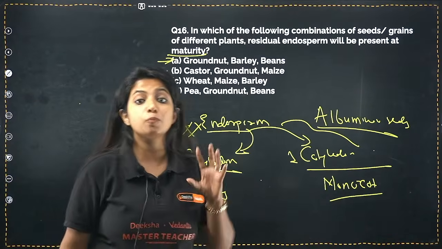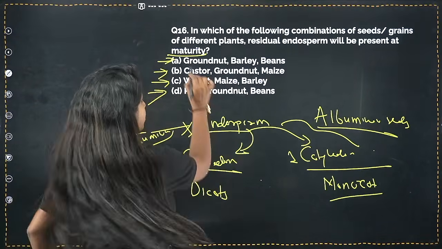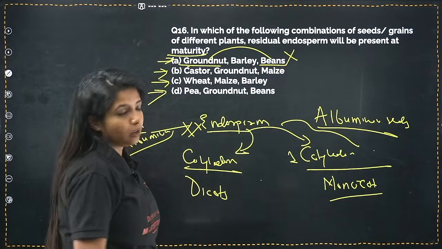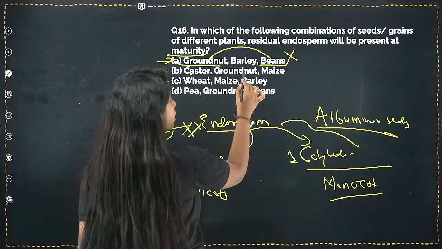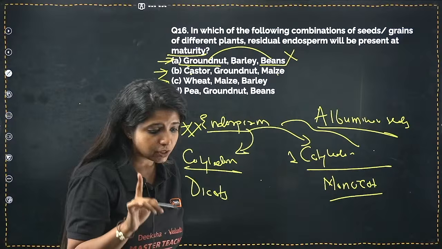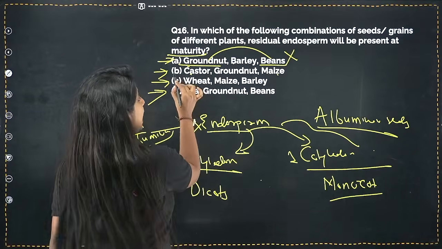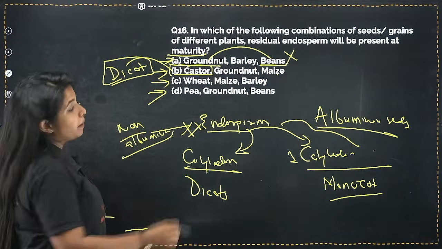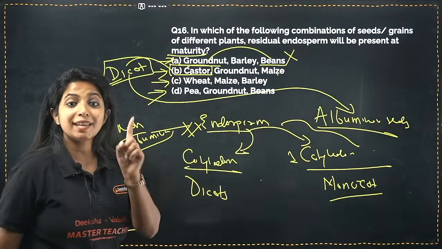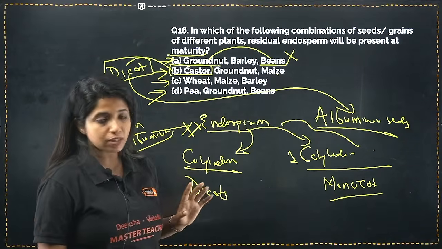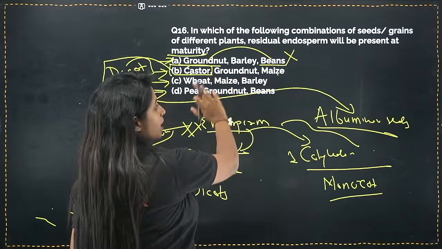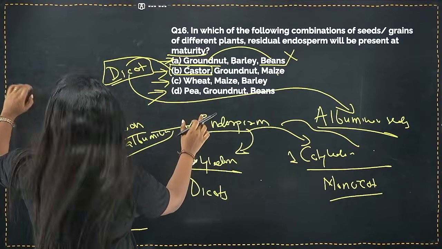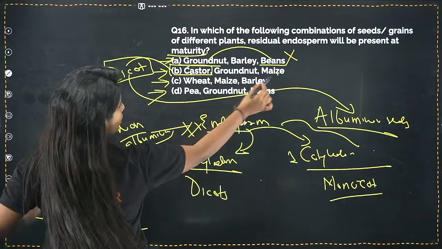The easy way is to spot the monocots. So groundnut, barley and beans. Here groundnut and beans are dicots. They cannot have residual endosperm. Barley is a monocot. Now castor, groundnut and maize. Here there's a catch. Listen to me very carefully. This is a very important thing. Castor is a dicot, but it comes under the albuminous category. It's an exception. Groundnut is a dicot, but it is non-albuminous, and maize is a monocot. But anyway, you have groundnut, which is why this option is going to be wrong.